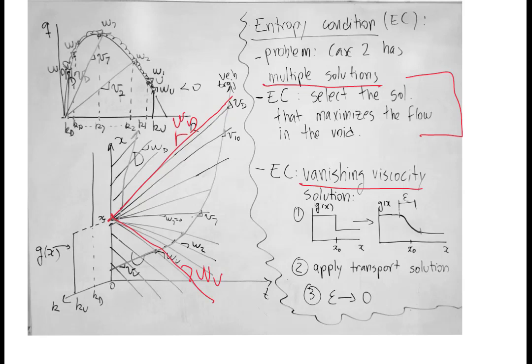Right? The one where we smooth out the discontinuity and then apply the transport solution and then make epsilon go to 0. That's the vanishing viscosity. But it is a consequence of this entropy solution, which the only reason we use it is because we need to select one solution of the many multiple solutions that exist. And the way to select it is using this vanishing viscosity method. Okay.